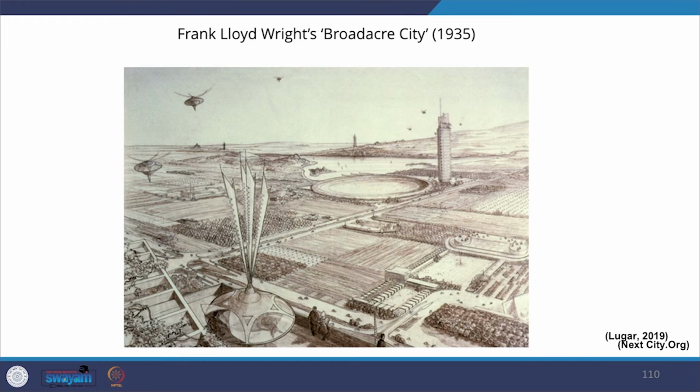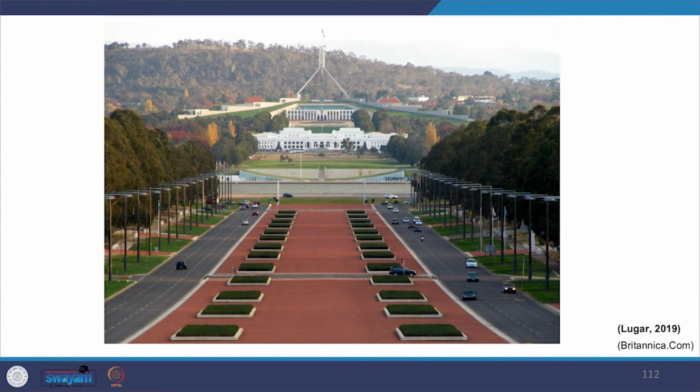It was not transit oriented. Each family would have a lot to grow their own food. The plan was for car oriented cities. At that time, a person with a car was transformative and was considered a new liberating technology. We are looking at the city of Canberra in Australia.